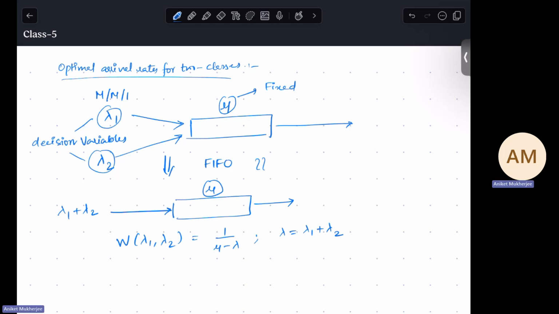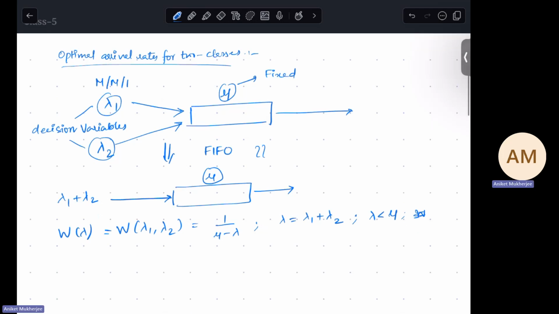So the steady state waiting time in the system, as a function, is W of lambda 1 and lambda 2, which I can also call W of lambda, where lambda is lambda 1 plus lambda 2, and lambda is less than mu for stability reasons.